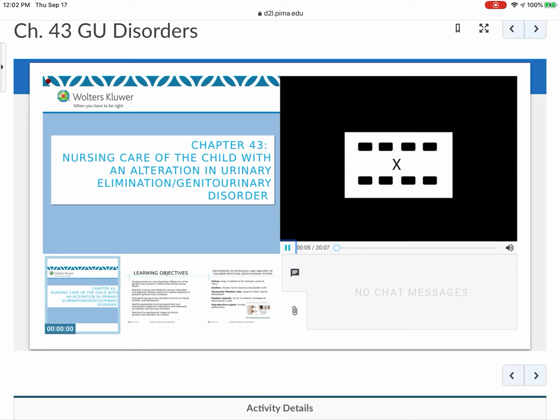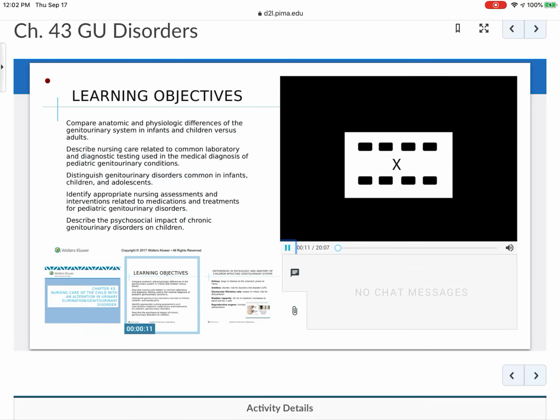Chapter 43, Nursing Care of the Child with an Alteration in Urinary Elimination and Genitourinary Disorder. Our learning objectives for the week are to talk about some differences of the anatomy and physiology of children versus adults. We're going to talk about some of the lab and diagnostic testing used. Talk about some of the disorders that we see in kids. We're going to identify some nursing assessments and psychosocial impact of this problem.